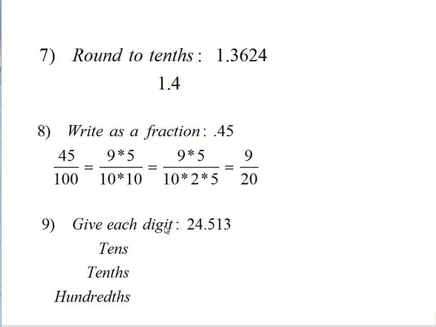Okay, give the specific digits. Tens, we have ones and tens, so 2 is in the tens digit. Tenths, anytime it's a th, that means it's a fraction, which is on the right side of the decimal point. So tenths is the first one, so it's 5 tenths. Hundredths is the next one, 1 of the hundredths. And then 3 would be thousandths.